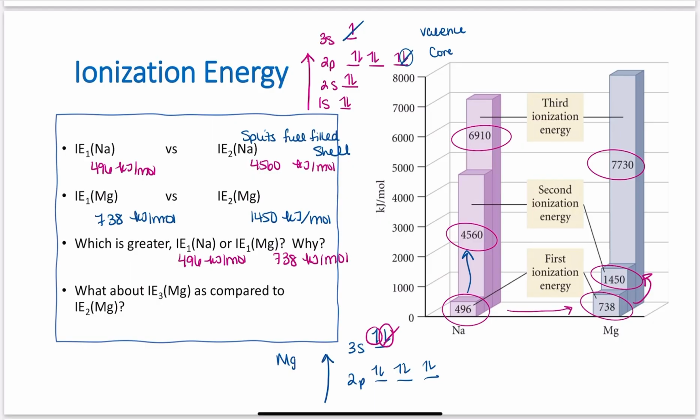And then what about the third ionization energy of magnesium versus the second? Well, the third is 7730 kilojoules per mole, while the second is only 1450. And that's the same idea that we saw with sodium going from 1 to 2. Magnesium is 2 to 3. Third ionization means these two are already gone, and now I'm going after a core electron. It's going to take even more energy.